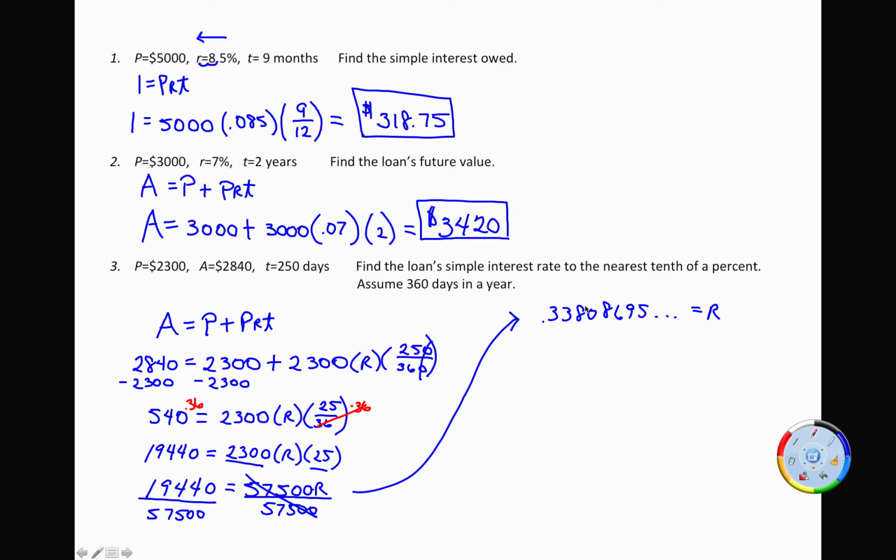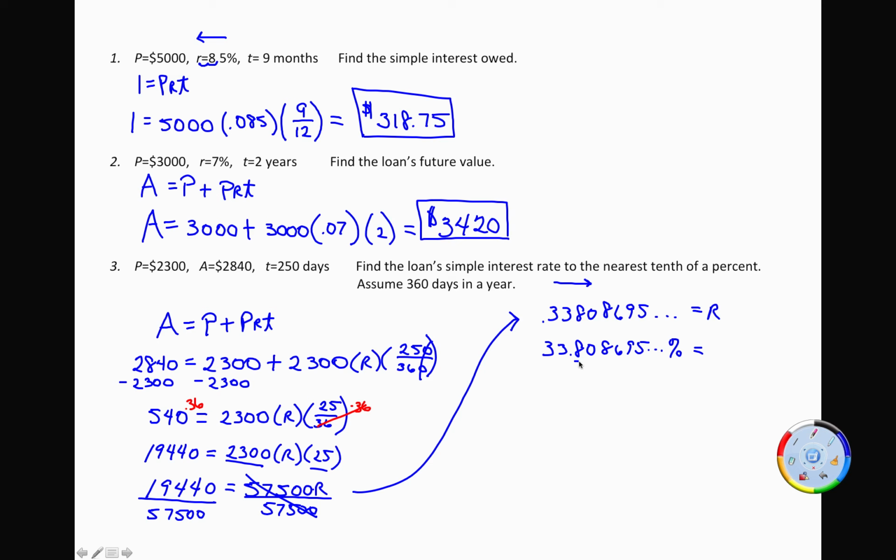Now, because it's a rate of interest, first of all, I need to change this back to a percent. So since I'm starting with a decimal and I want to go to a percent, I would move my decimal point in that direction 2 places. So I'd have 33.808695 dot percent, but it has asked me to round to the nearest tenth of a percent.